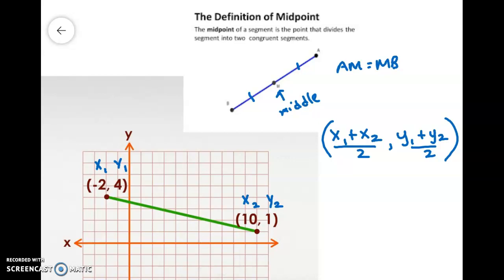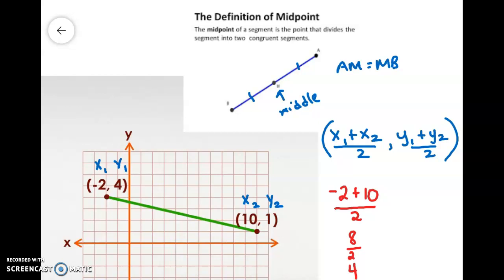So for example, for x1 plus x2, I would have a negative 2 plus a 10, and then you divide it by 2. A negative 2 plus a 10 is 8. 8 divided by 2 is 4. So what I found is that the x of my midpoint is 4. And then you just repeat for the y.